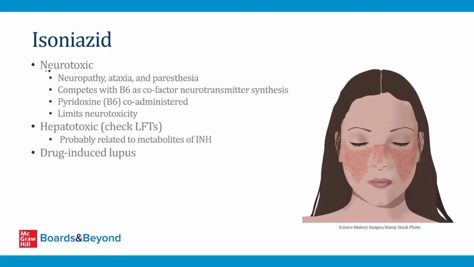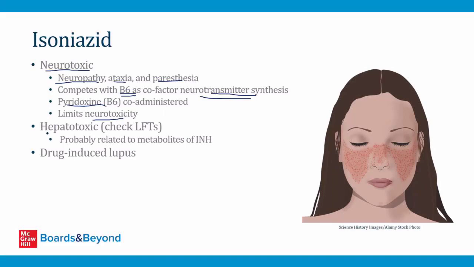First of all, it's potentially neurotoxic, so it can cause neuropathy, which can present as sensory loss or weakness. It can also cause ataxia and potentially paresthesias, which are numbness and tingling. One of the mechanisms by which it does this is by competing with vitamin B6 as a cofactor for the synthesis of neurotransmitters. For this reason, isoniazid is often given together with pyridoxine, which is vitamin B6. This maintains B6 function in synthesizing neurotransmitters, and it limits the neurotoxic effects.